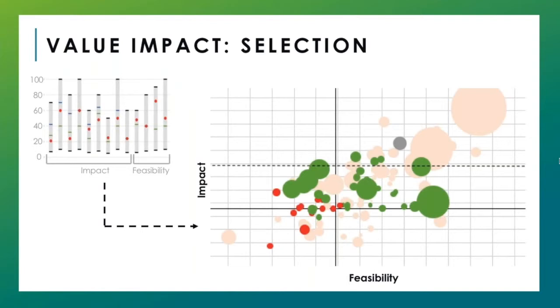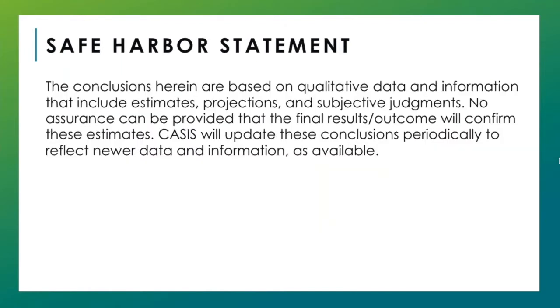So value impact is being used to review, and it's the construct that helps us to select the project. And again, as we talked about earlier, hopefully move those projects that are lower left up and to the right.